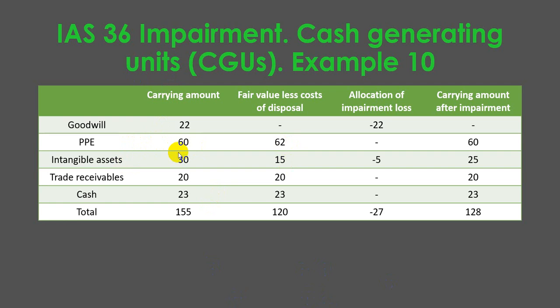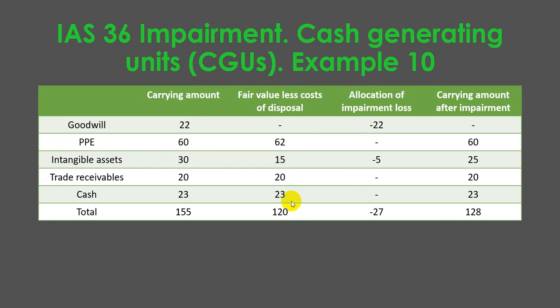So, for example, for property, plant and equipment, the carrying amount is equal to fair value less costs of disposal, right? So we cannot distribute anything to property, plant and equipment here. And trade receivables, as you can see, have the same value, so we cannot use both trade receivables and cash. The only element of the financial statements we can use for distribution of impairment is intangible assets, because its current amount is higher than fair value less costs of disposal.